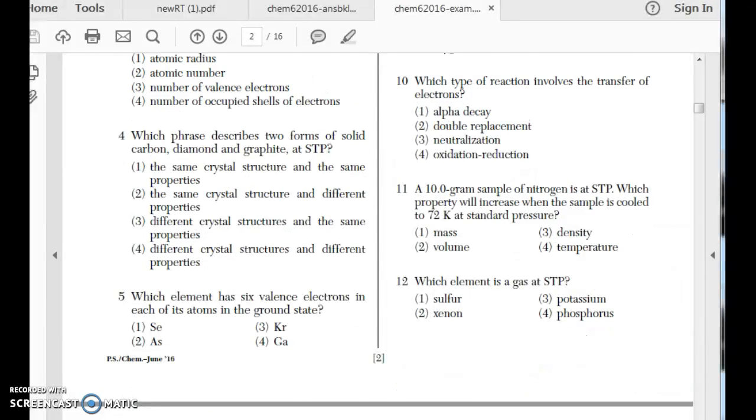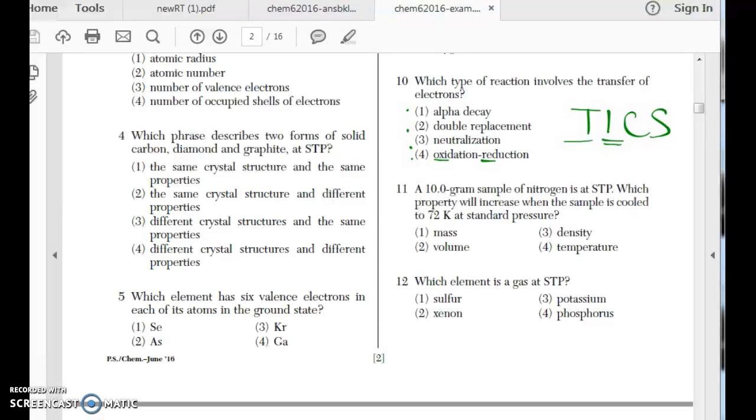Number 10, which type of reaction involves the transfer of electrons? Now, some of you are thinking right now, what about TIC? Does that help me? Transfer ionic. Well, that is true. In the formation of an ionic bond, there is a transfer of electrons. But which of these kinds of reactions involve the transfer of electrons? Well, it has to be this, redox.